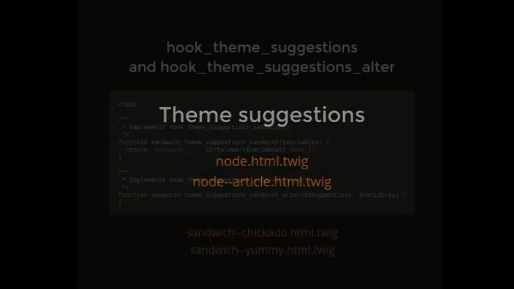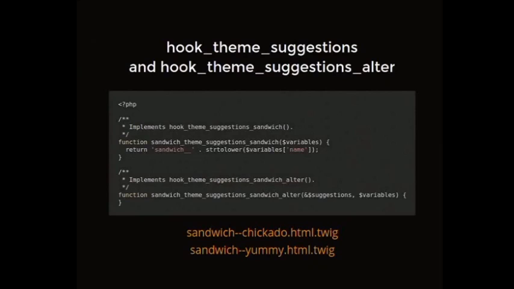It is magic, but it's magic that you can use yourself for your own hook theme implementations that you create. So in my sandwich module, I have created the sandwich hook theme implementation. And I want to create a theme suggestion for that based on the name of the sandwich, so that each of the sandwiches could be separated and they could have their own pre-processing logic and their own template that you can override for specifically this sandwich. And that happens simply by adding a one line in this hook.